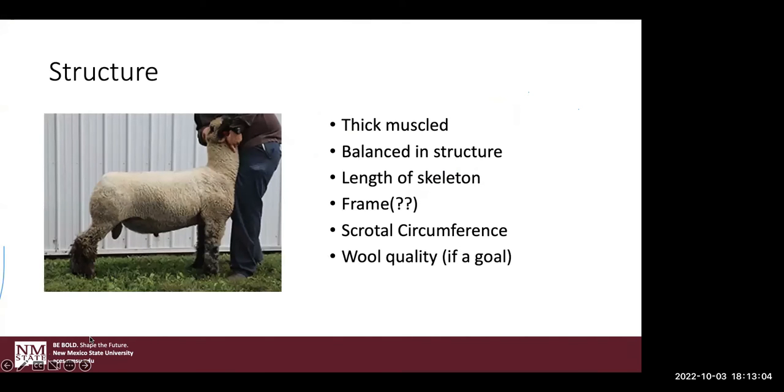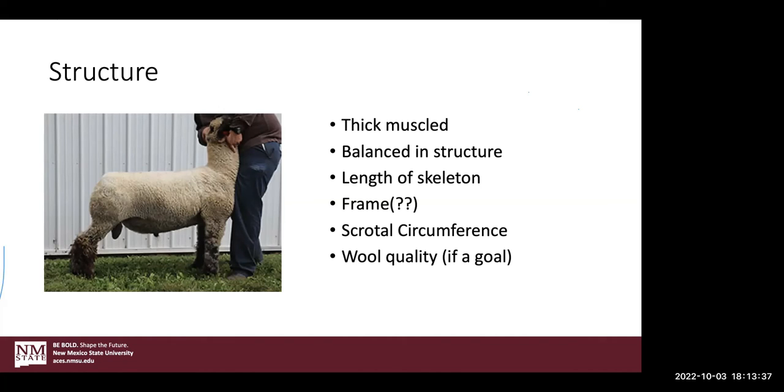So obviously this is one of the key things to look at, and probably the easiest and most accessible piece of information for you when you're selecting rams is structure. To put eyes on these animals is critically important because it is fairly heritable. What you see is what you may get in the offspring, right? So you're looking, regardless if you are looking for a wool quality or dual purpose animal, thick muscle is always the goal. You want something that's balanced in structure.